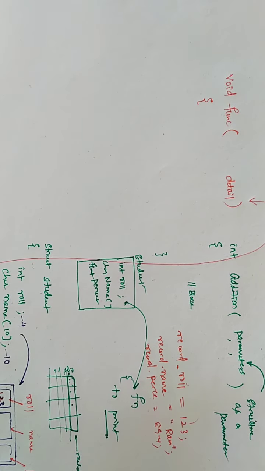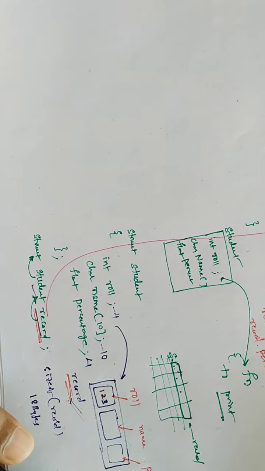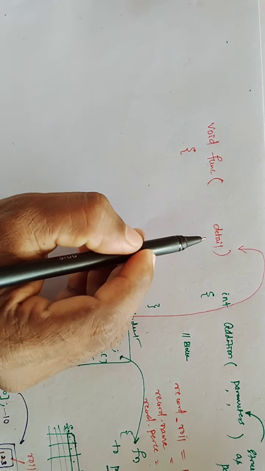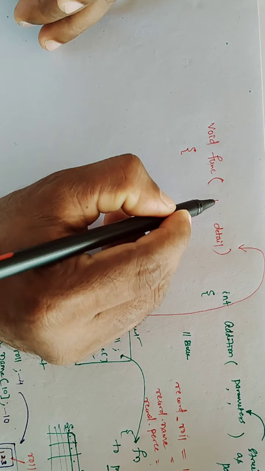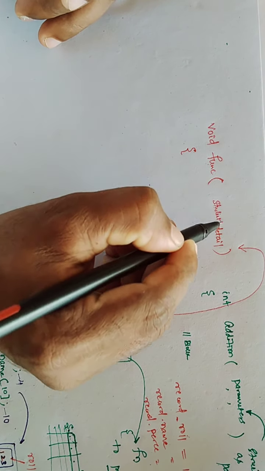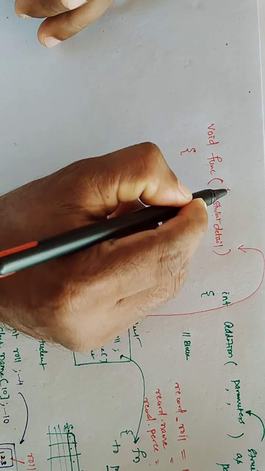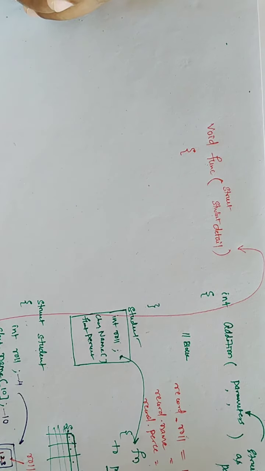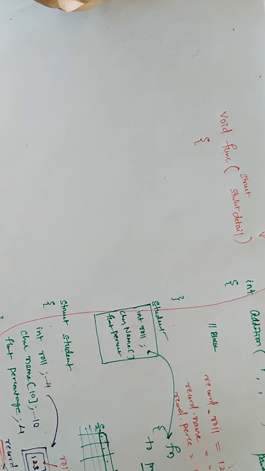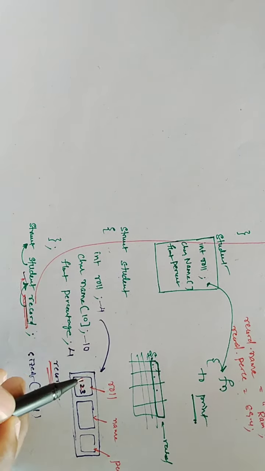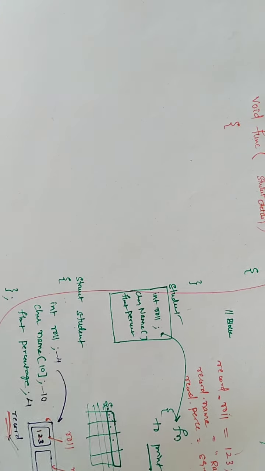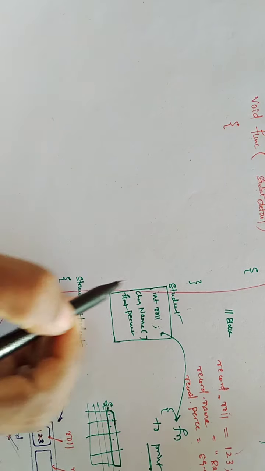So as record is a student data type, in the same way detail should be of student type only. But student is what? User defined, therefore we have to use what? Struct. Good. So while passing this record, whatever the elements in the record, all will be copied into detail.